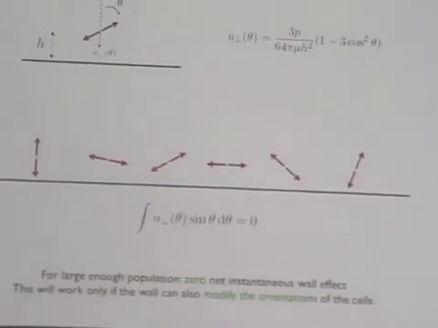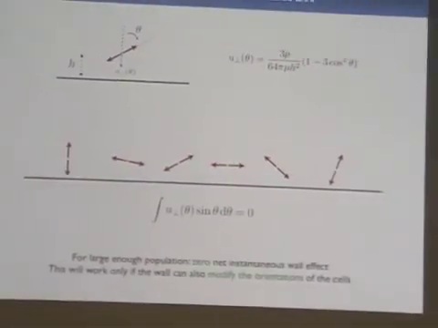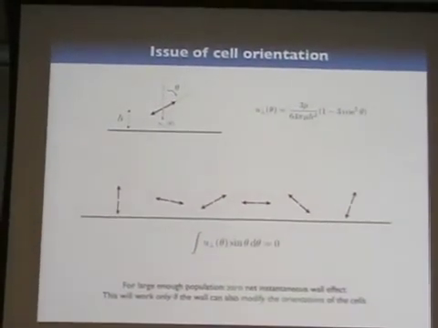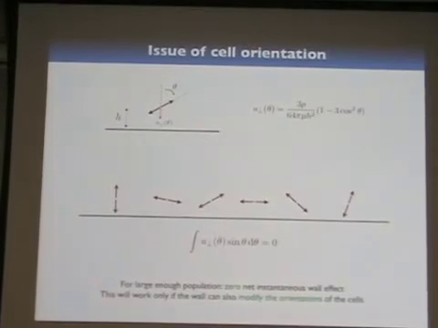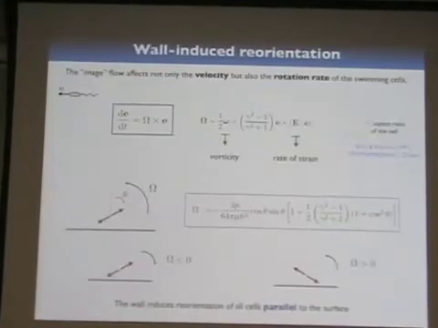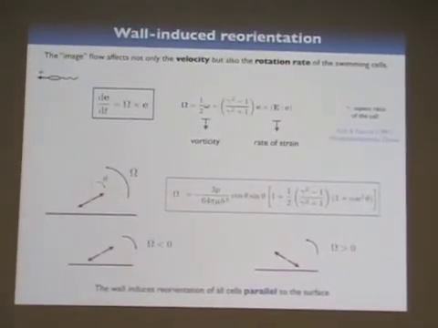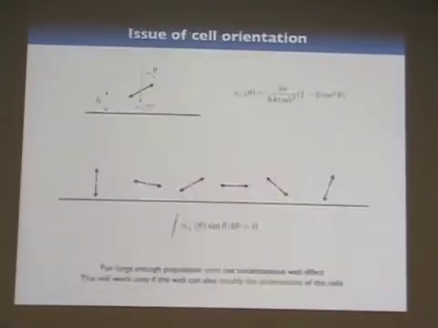So if you want to really have an effect on the wall, you need to somehow find a way to bias the orientation of those cells as they're swimming. Otherwise, the wall doesn't really do anything to you. And so what we've argued in our paper is that hydrodynamics also does this to you. And the reason why it does this to you is actually simple when you think about it.